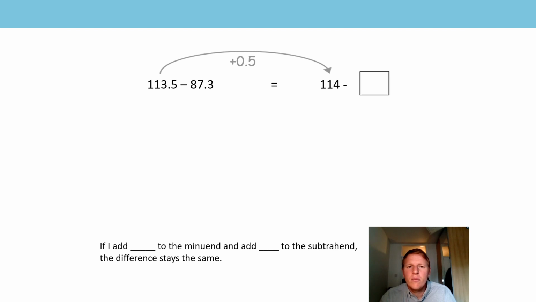So if we go back to our stem sentence and our generalization, that means the subtrahend also needs to increase by 0.5. And what is 87.3 add 0.5? It's 87.8. That is a lot easier than working out the difference between 113.5 and 87.3 and then working out what to do with that to find our answer. So our same difference model can be much simpler.